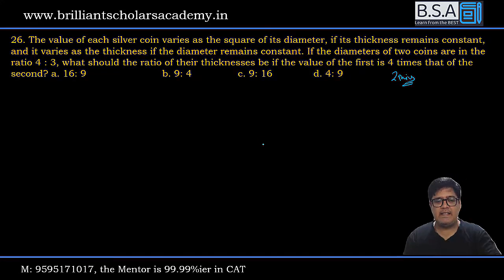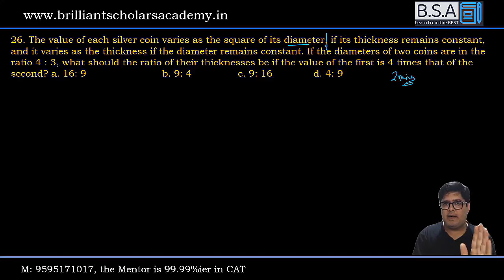So what exactly is happening in this problem? The value of each silver coin varies as the square of its diameter, if the thickness remains constant. And it varies as thickness if the diameter remains constant.